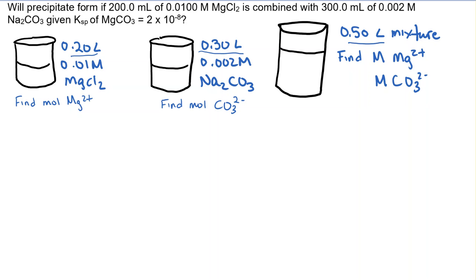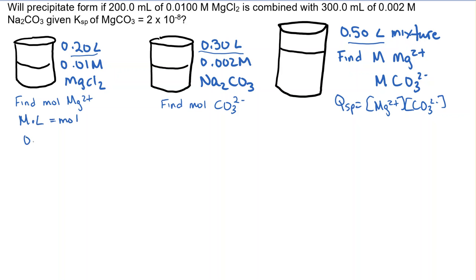So what we need to do is to find the molarity of the magnesium 2 plus and the molarity of the carbonate ion, and then put that into the expression for Qsp. So then we're going to be using Qsp is equal to the magnesium concentration times the carbonate concentration. In order to do this, we're going to have to find the moles of magnesium 2 plus and the moles of the carbonate. So let's find the moles of magnesium 2 plus first. Remember that molarity times liters is equal to moles.